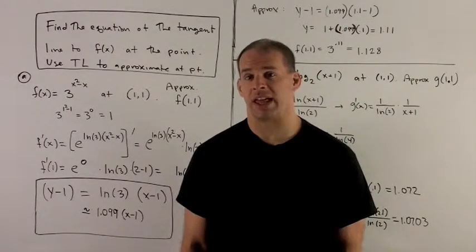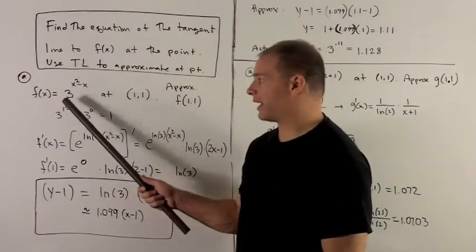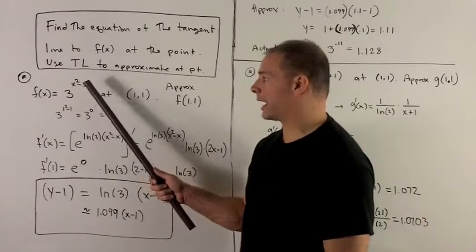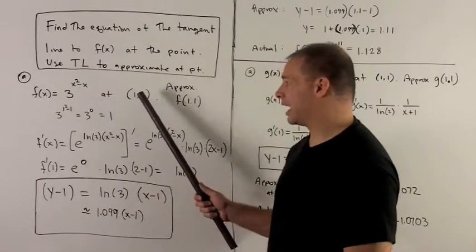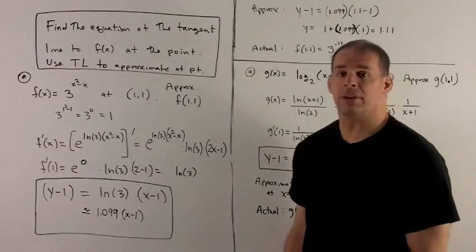Find the equation of the tangent line of the function at the given point, and then approximate the function using the tangent line at the second point. So for the first one, I'm going to use f of x equals 3 raised to the x squared minus x. I want the tangent line at (1, 1), and I want to approximate at f(1.1).